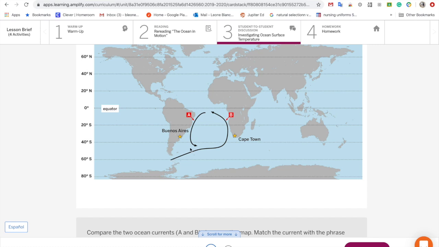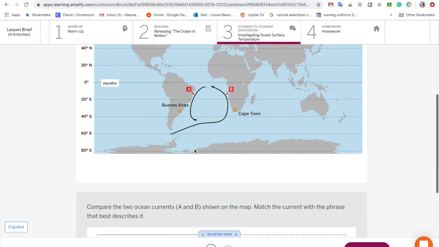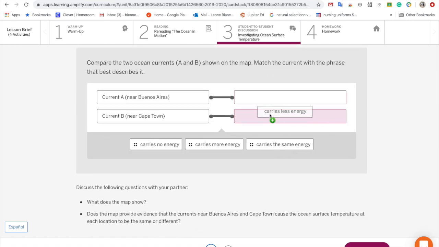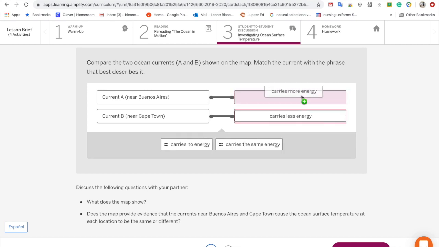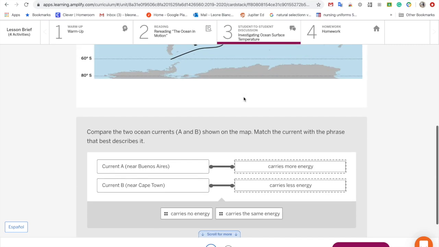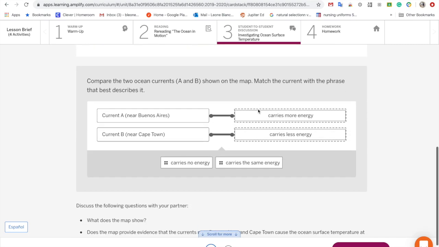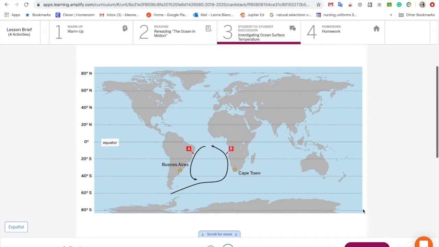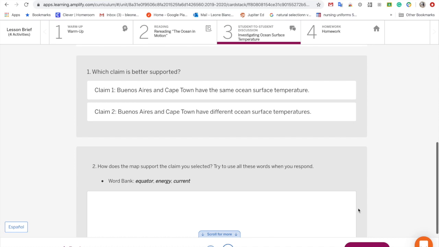The colder the water, the less energy it has. So B would have less energy, whereas A has more energy, if I'm just comparing them to each other. Now, down here, it asks you to save and continue because we're going to go into the explanation of this.